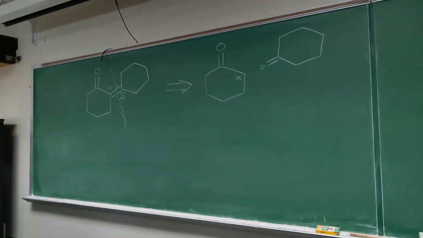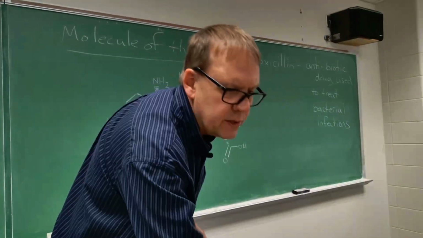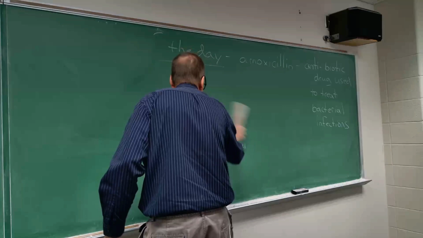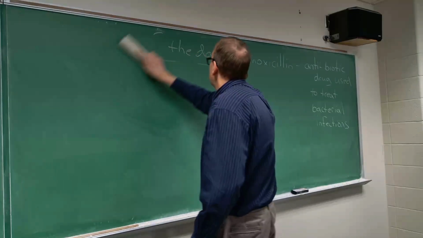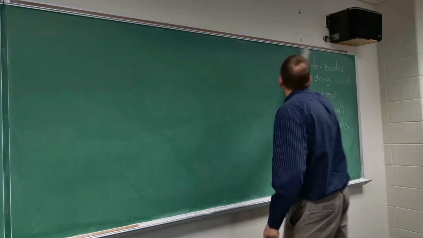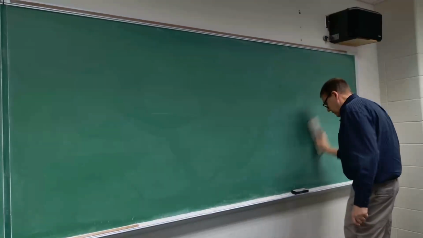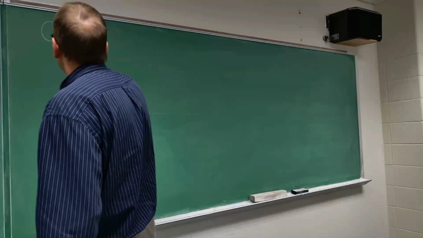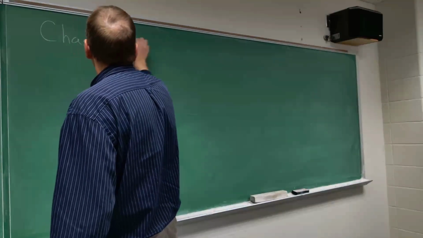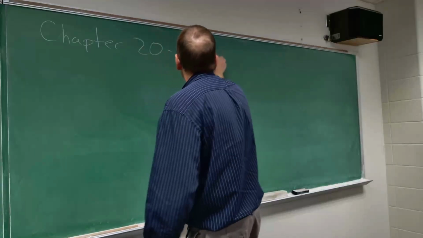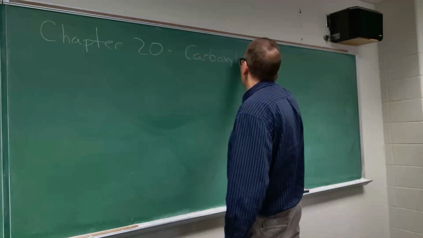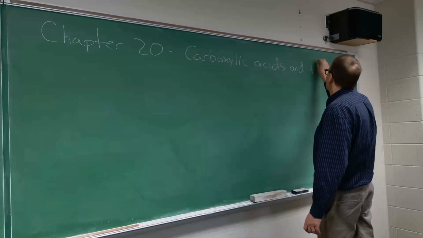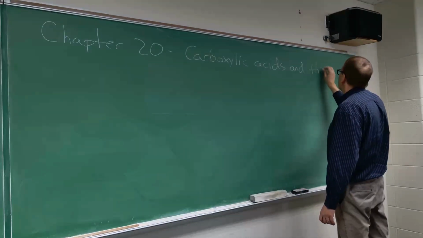So on to some new stuff then. The last new content that we're going to talk about in the course has to do with classes of molecules called carboxylic acids and their derivatives. So we've talked a little bit about all of these molecules before. And this is chapter 20 in the textbook. It's called carboxylic acids and their derivatives.